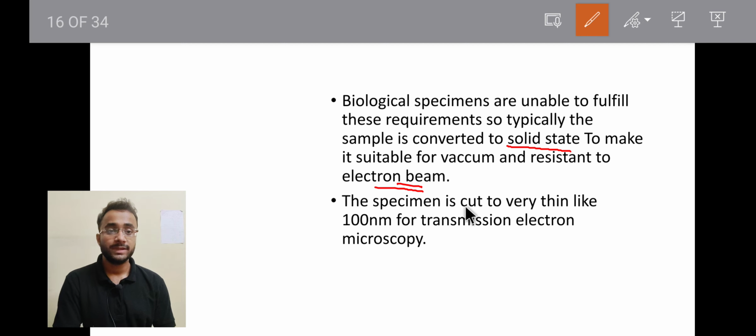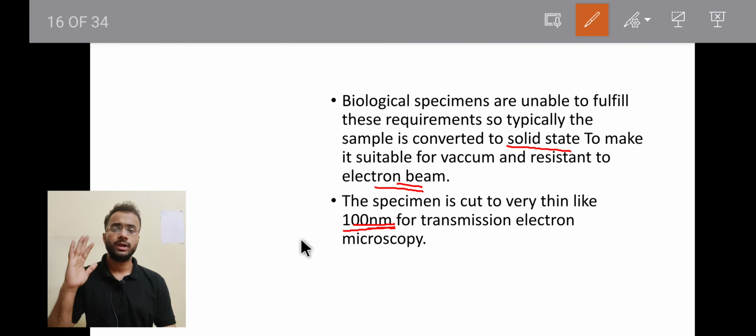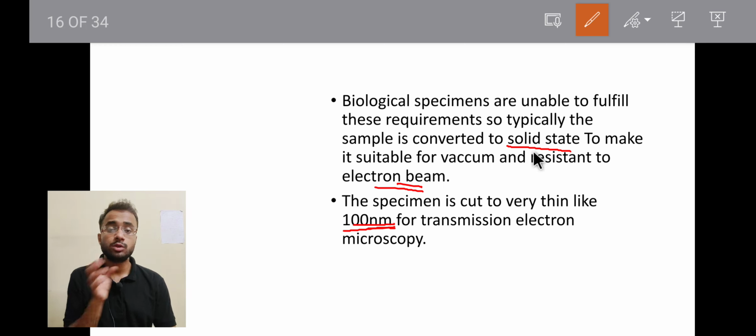The specimen is cut very thin, like 100 nanometer, for transmission electron microscopy, so that the electrons will get transmitted. In the electron microscope, the temperature goes up to 100 to 150 degrees Celsius, and at this temperature our biological specimen will get damaged. For this reason, we have to fix it and convert it into a solid state. Therefore sample preparation for electron microscopy is very important.